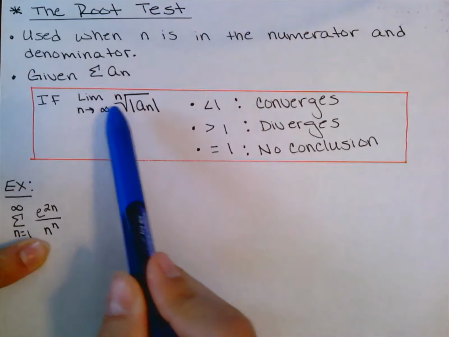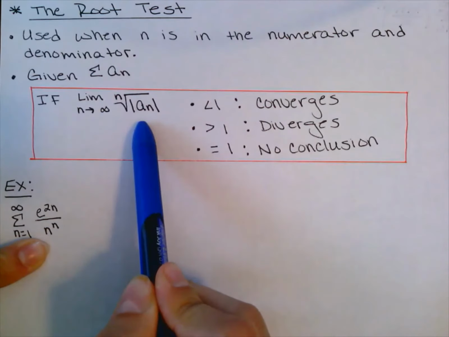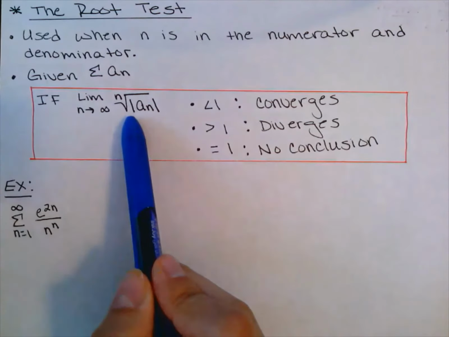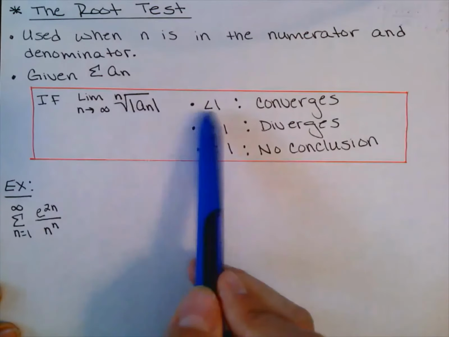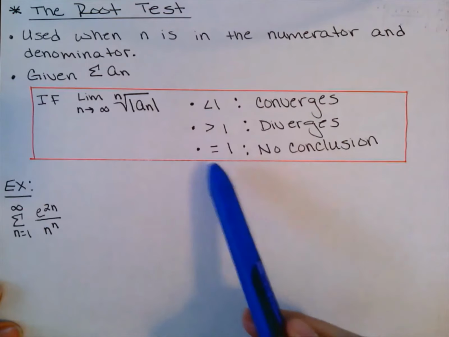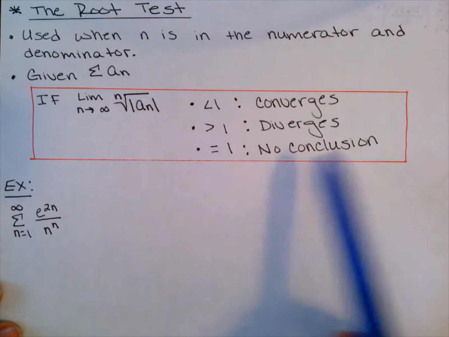We're going to do the nth root of the absolute value of the inside, and we're going to do the limit to infinity of that, okay? I know this sounds complicated, but when you see these examples, this is one of the easiest rules, okay? If the answer to that limit is less than 1, it converges. Greater than 1 diverges, equals 1, no conclusion, okay?